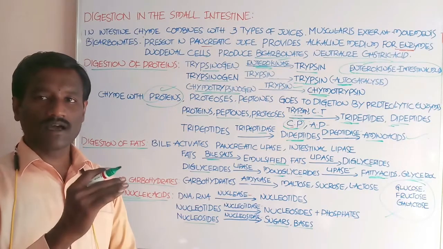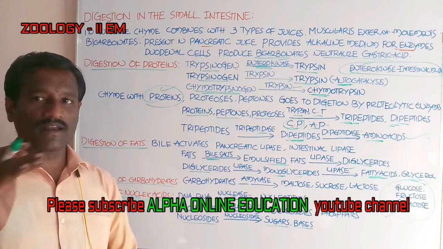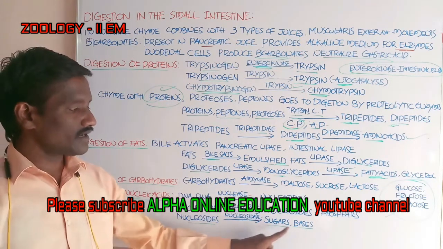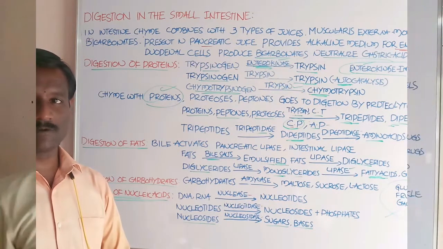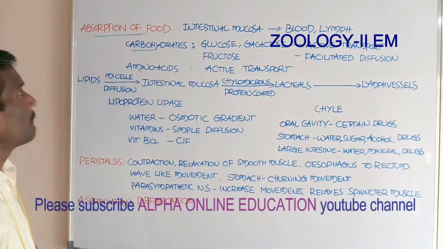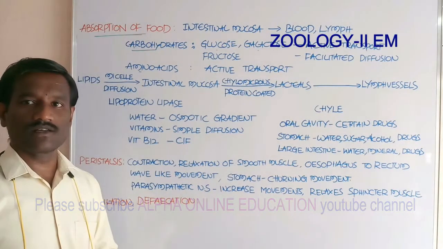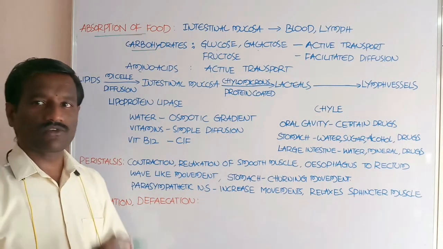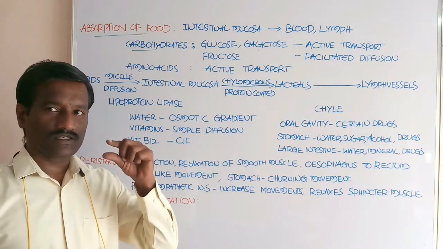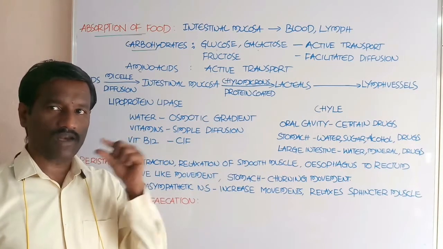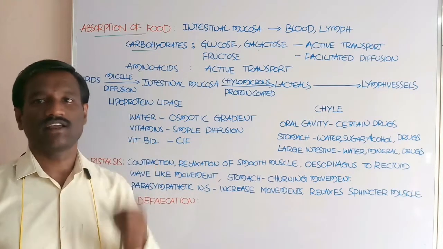These are amino acids, glucose, fructose, galactose, and the fatty acids, glycerol, and sugars, nitrogen bases, which are end products after the physiology of digestion. Okay students, now we are going to discuss the absorption of food. Food particles go through digestion and are converted into simple absorbable substances. These simple absorbable substances, molecules, are absorbed into the cells of the intestine.